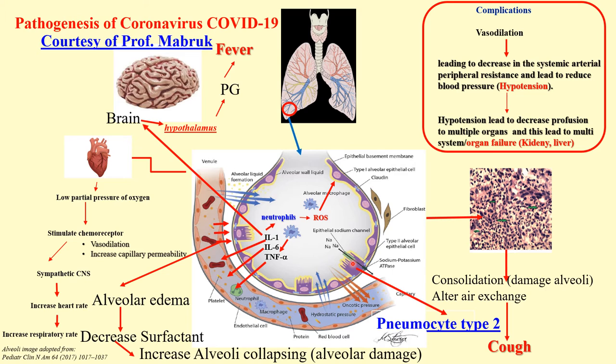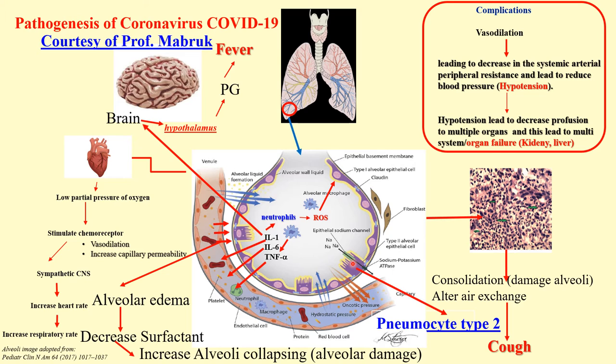And then, with the replication of the virus inside the alveoli, especially inside the pneumocyte type 2, the pneumocyte type 2 is not going to be able to produce surfactant. So then the pressure will be much more, and this will lead to the damage of the alveoli. The damage in the alveoli will lead to a stop of the gas exchange in the lung. And this will lead to something we call labored breathing.